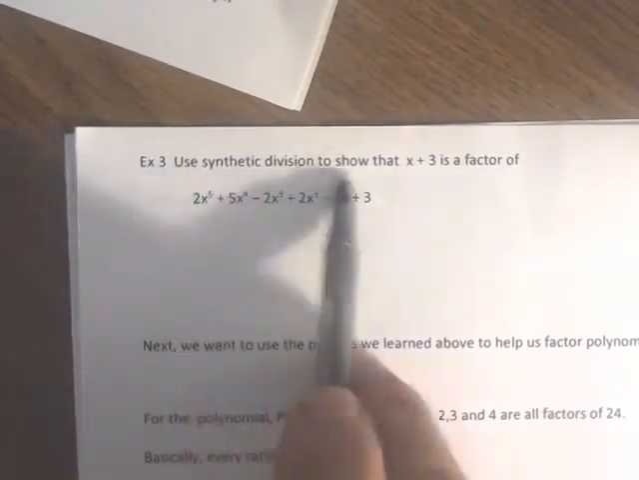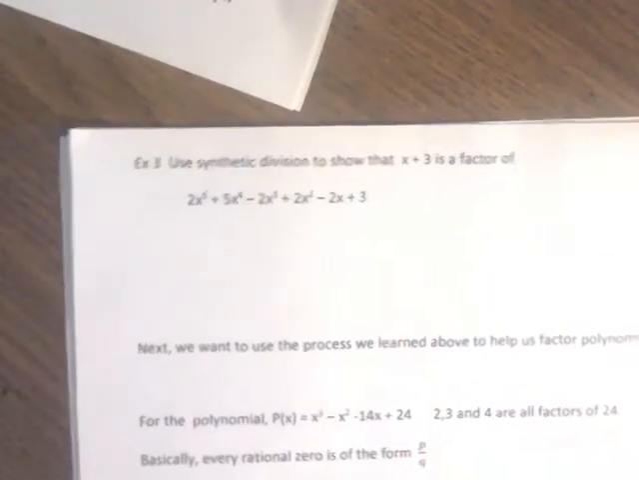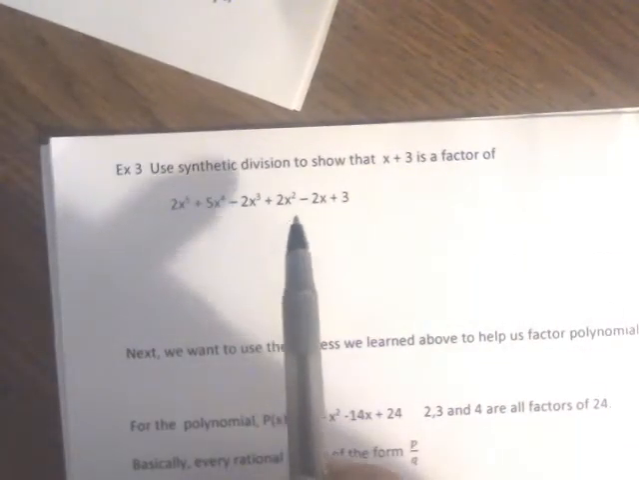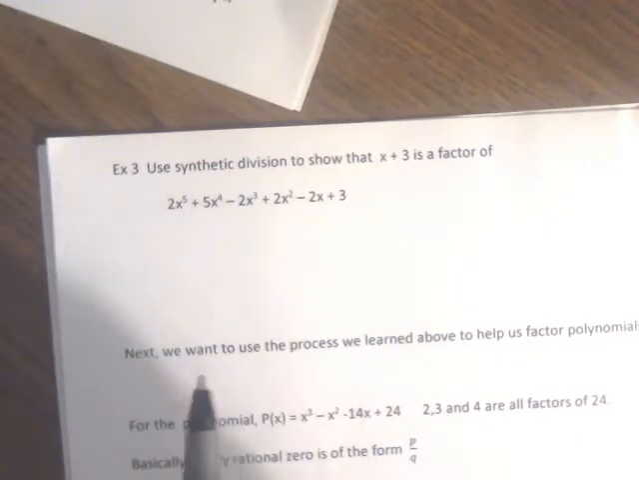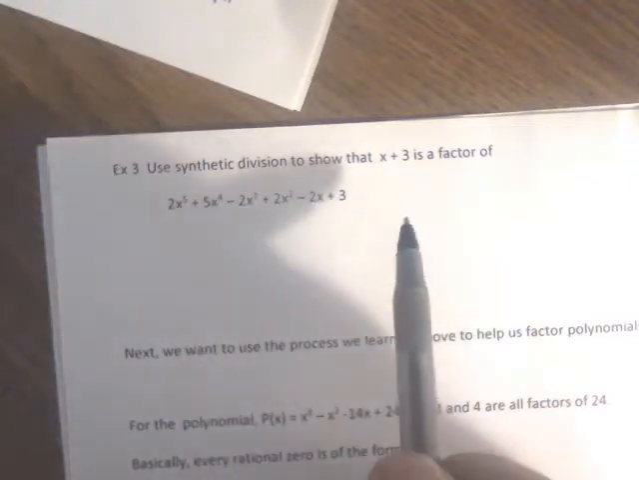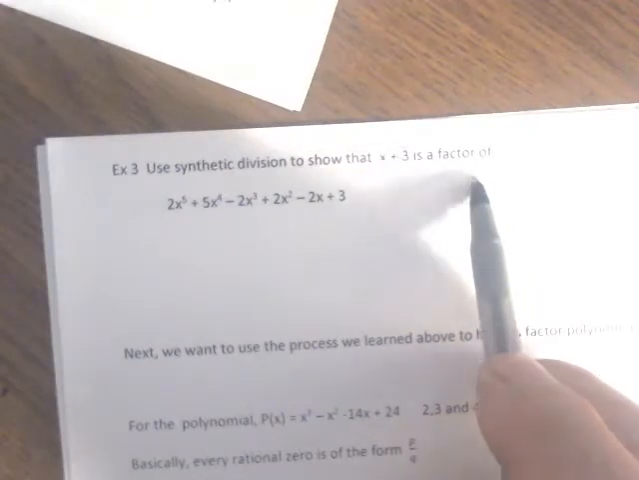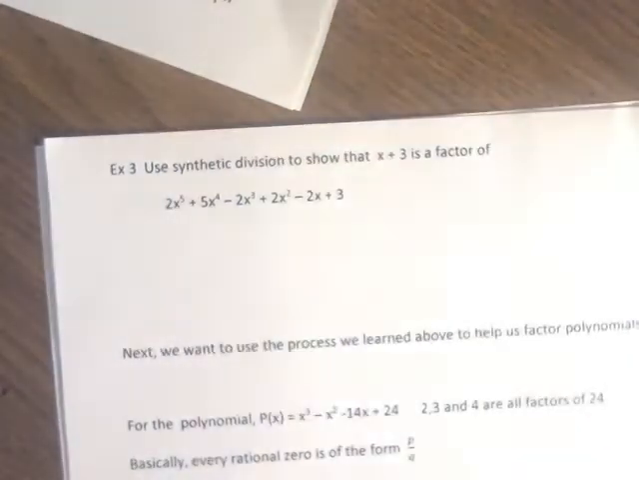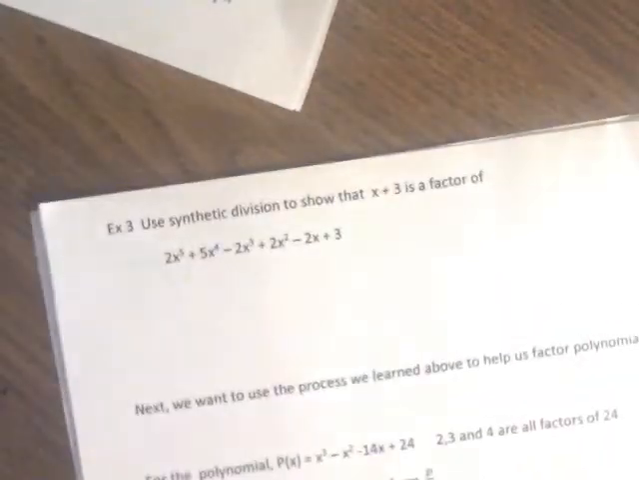So we're going to use synthetic division to show that x plus 3 is a factor of this polynomial. Now, to be a factor, you must have 0 remainder, just like numbers. You know, 2 and 3 are factors of 6. 4 is not a factor of 6. 2 and 3 are factors of 6 because if I take 6 divided by 2, I get 3 with no remainder. If I take 6 divided by 4, I have a remainder of 2.